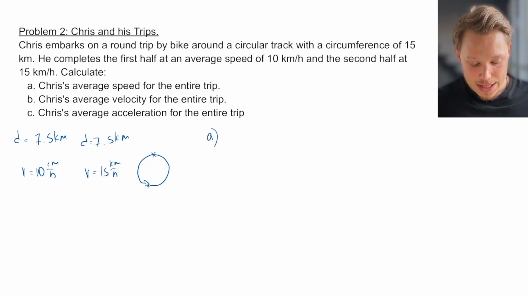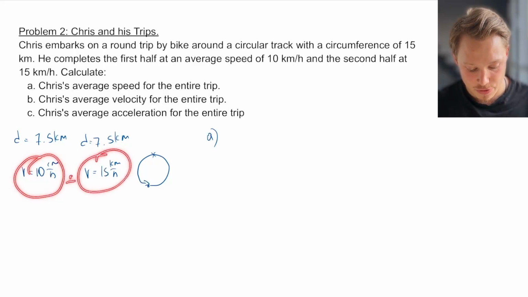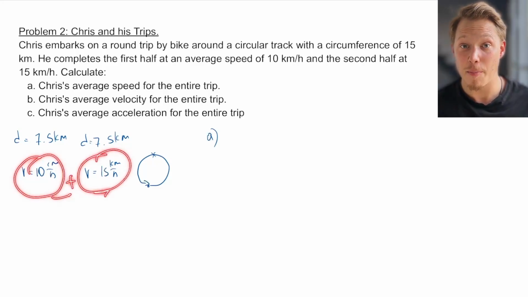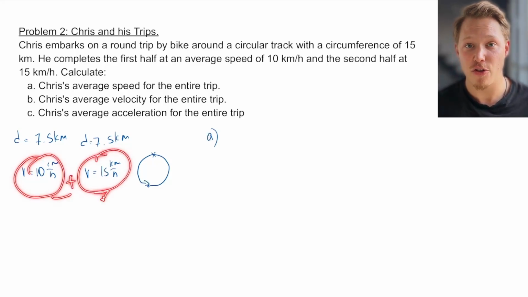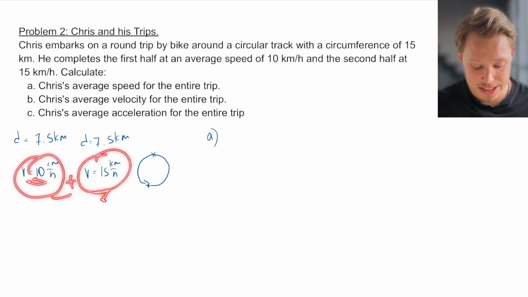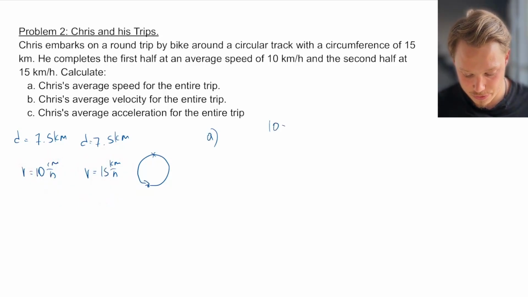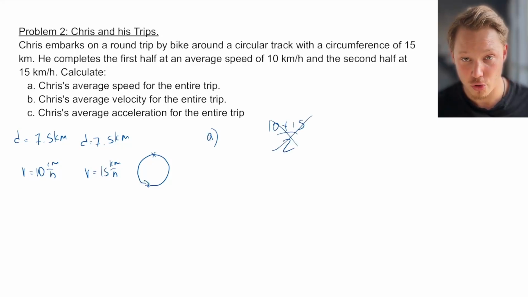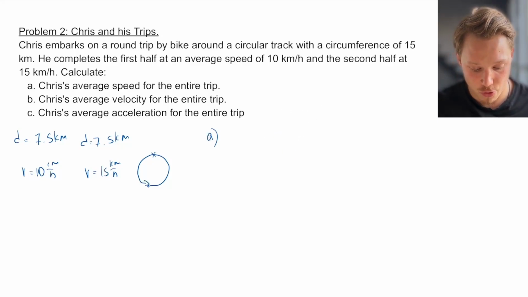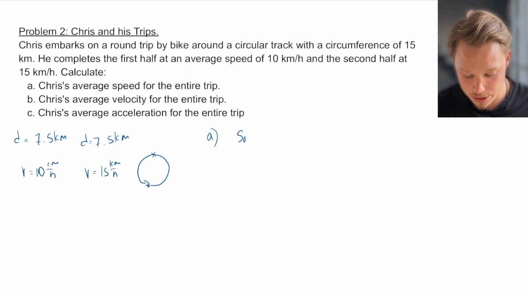Now, the maybe more intuitive part would have been to simply average these two values, 10 plus 15, and divide them by 2. But remember, don't ever calculate average velocity or average speed by simply averaging velocities together, meaning 10 plus 15 divided by 2. Don't do that. We will still use our formula where average speed is going to be total distance traveled divided by total time.